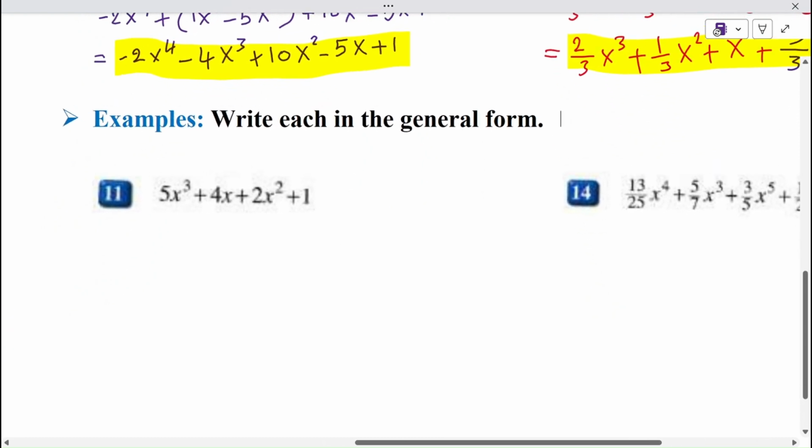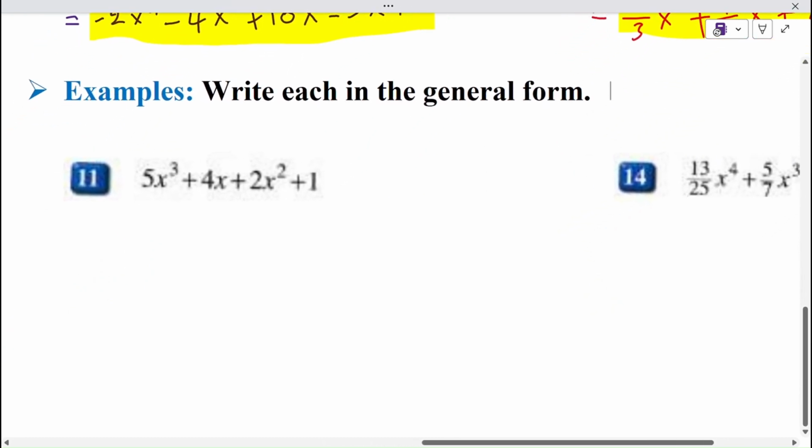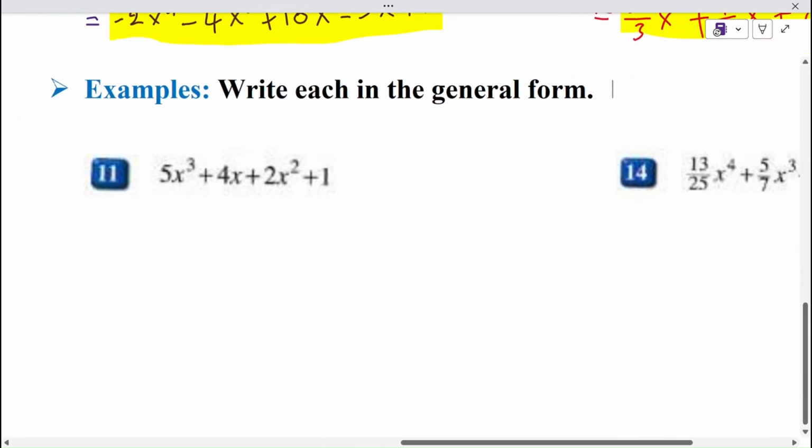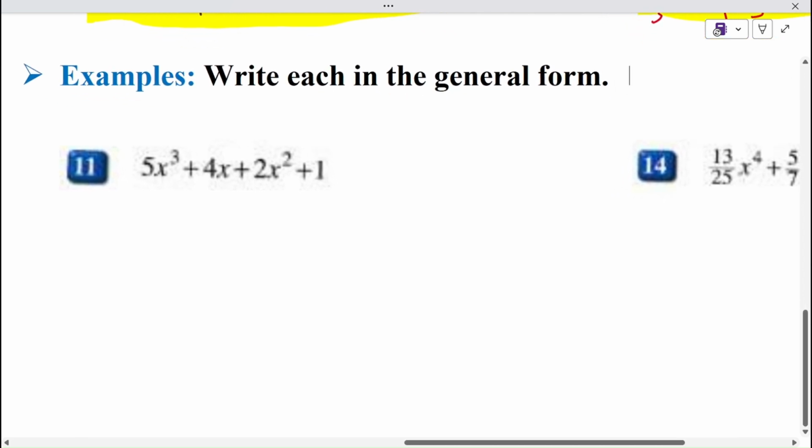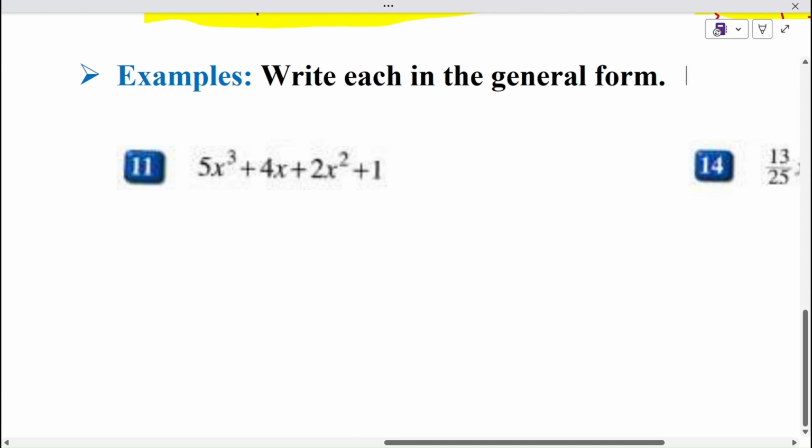The last thing that we have in this lesson is general form. At the first of this lesson we talked about general form. General form means you have to order the variable with the highest degree. Let's write this question in a general form. It means at the first, write this term which has the highest degree.